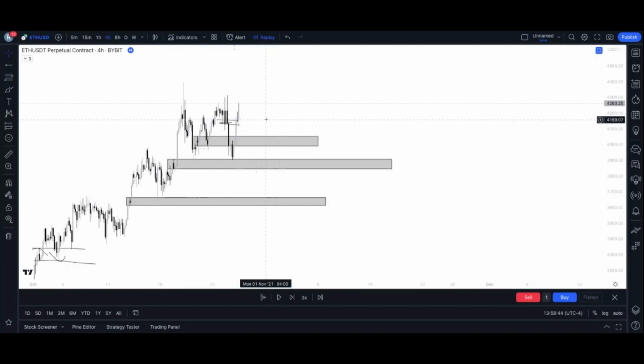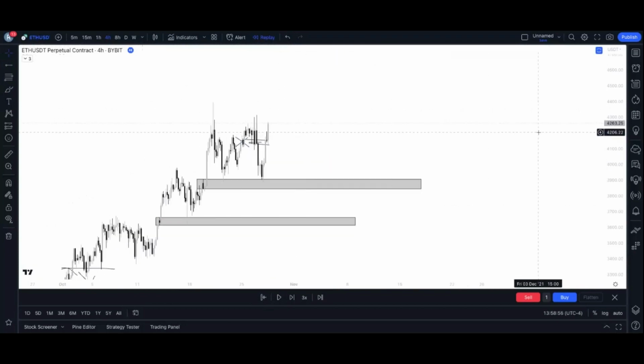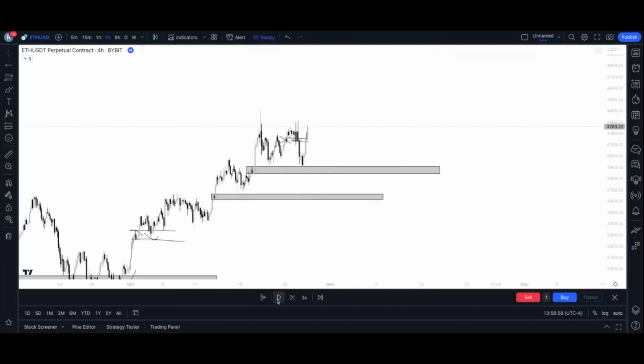And I'm just going to kind of remove these right there. This was a successful play right here. This was a losing play right here. Just going to kind of let things develop from here.